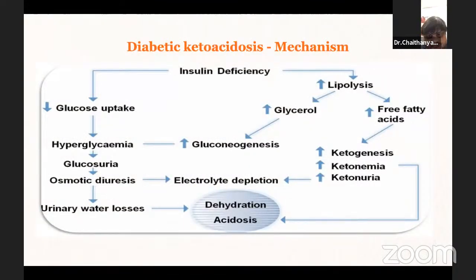Insulin deficiency will increase the lipolysis, and increased lipolysis will cause ketogenesis, ketonemia, and ketonuria, which can cause dehydration and acidosis. And decreased glucose uptake because of insulin deficiency can cause hyperglycemia, glucosuria, and water loss. Next slide.